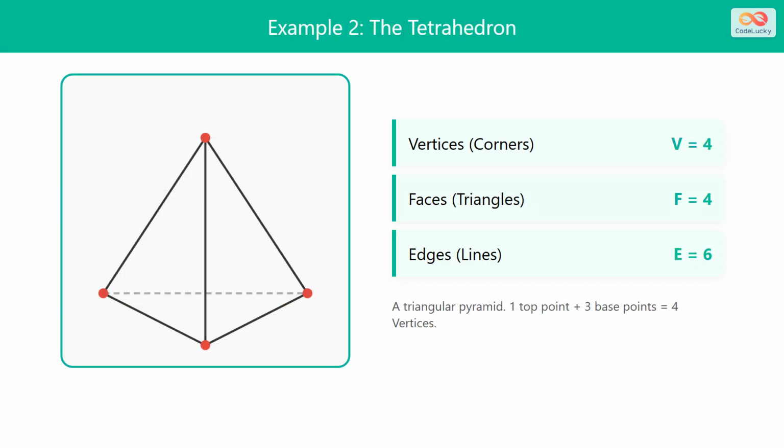Now let's look at a simpler shape, the tetrahedron, or a triangular pyramid. It has 4 vertices, 1 at the top and 3 at the base. It has 4 triangular faces, and it has 6 straight edges.